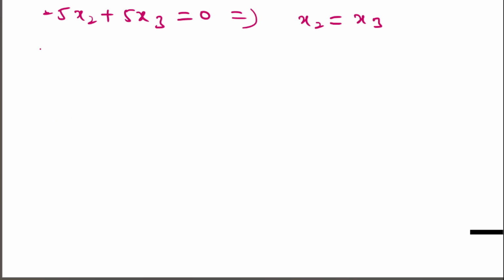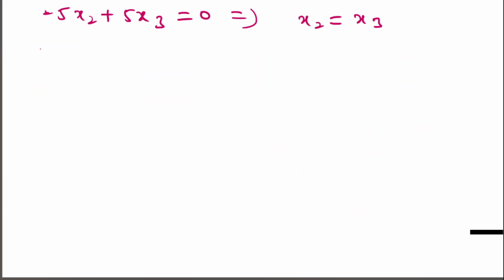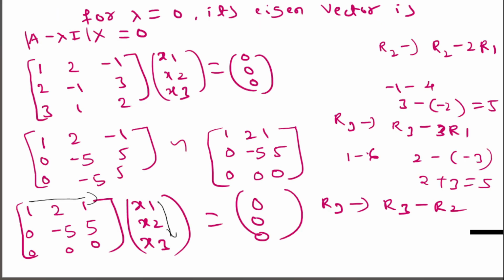Next, another equation is, here we have to multiply this first row into this vector and equate with 0, that is 1x1 plus 2x2 plus 1x3 equal to 0. This is the other equation: x1 plus 2x2 plus x3 equal to 0.